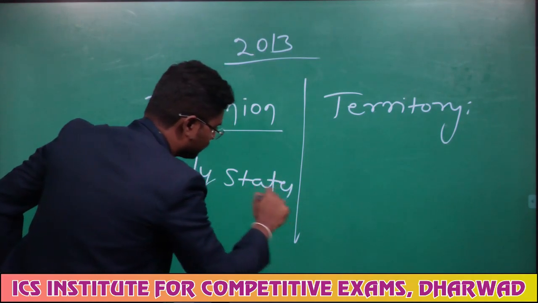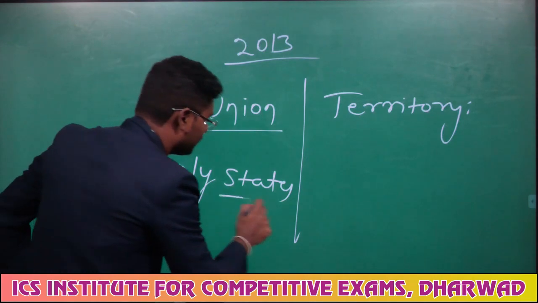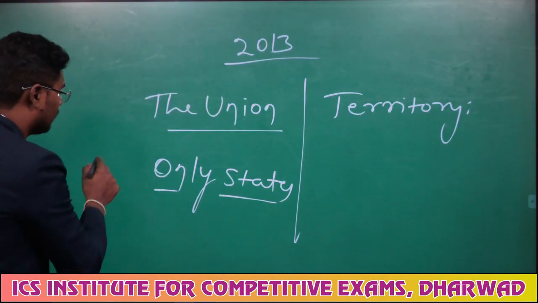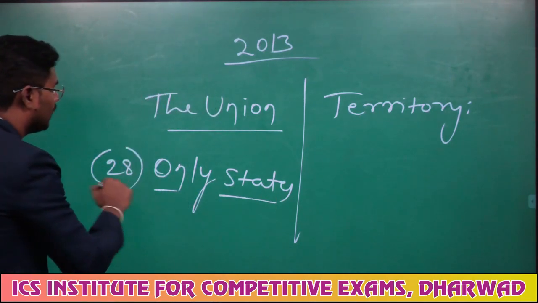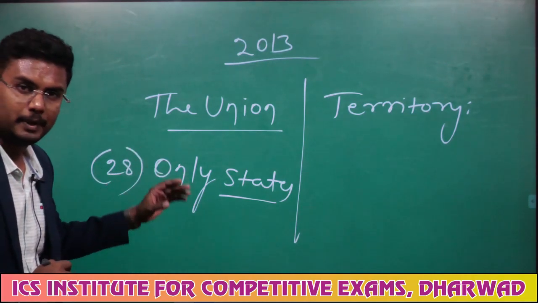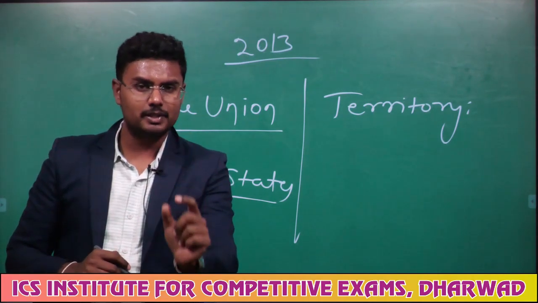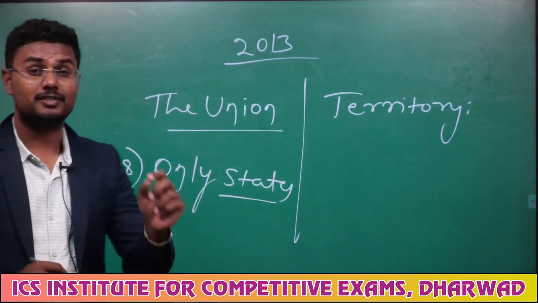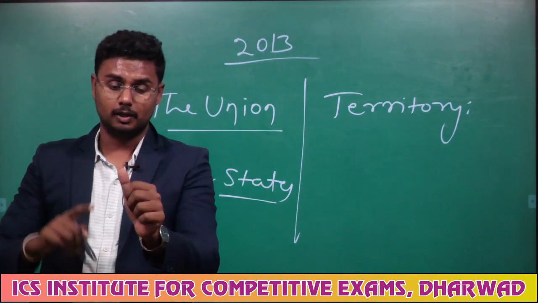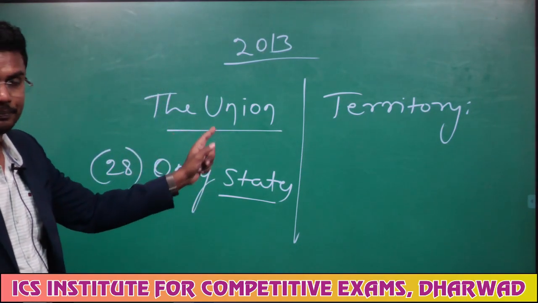The Union of India consists of only states. Remember, it consists of only states. Right now, how many states have you got? We have got 28 states. So, I repeat, when you look at the term union, please focus, it consists of only states. No union territory is included under the definition of union.